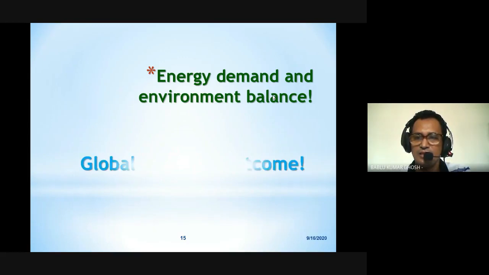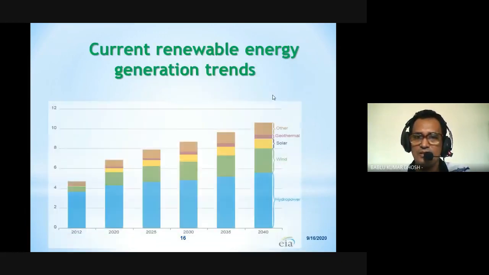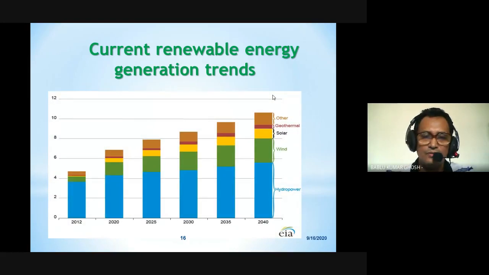And in that scenario, from the global research outcome we can see the current renewable energy generation trend. If we see from 2012 until 2040, here you can see the significant progression of renewable energy technology among hydropower, wind, solar, geothermal, and others. But in our case, we are today going to focus on solar photovoltaic only. So we need to introduce this part.